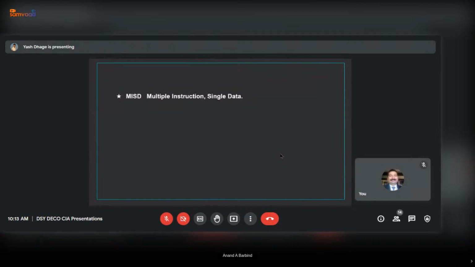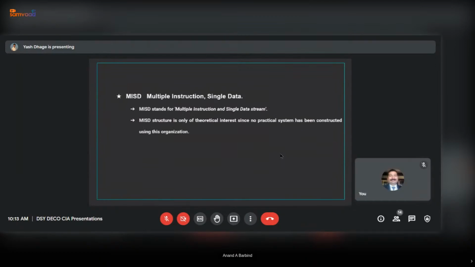Good morning, sir. My name is Pranav Thorat, and I am explaining the remaining two classifications from Flynn's classification, that is MISD and MIMD. MISD means multiple instruction and single data. MISD structure is only theoretical. No practical system has been constructed using this organization.